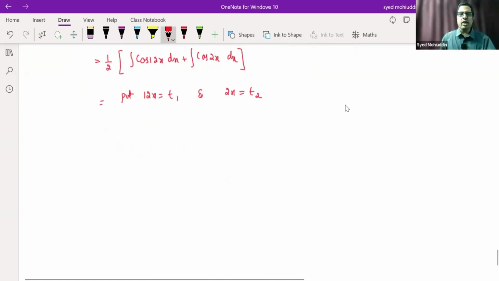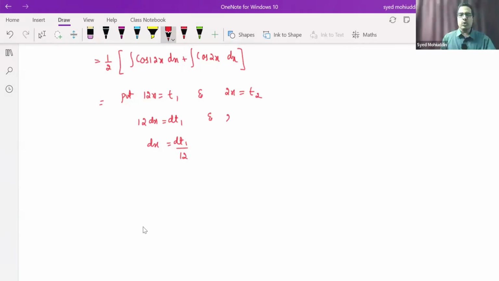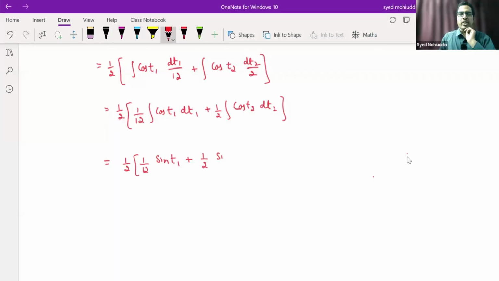So it is half times the integral of cos t1, where dx value is dt1 by 12. The next integral, cos 2x dx, will be dt2 by 2, with half outside and 1 by 2 outside. You have the integral of cos t1 into dt1. Here 1 by 2 outside, integral of cos t2 dt2 is 1 by 2 into 1 by 2. Cos integration will be sine of t2, plus the constant of integration c.